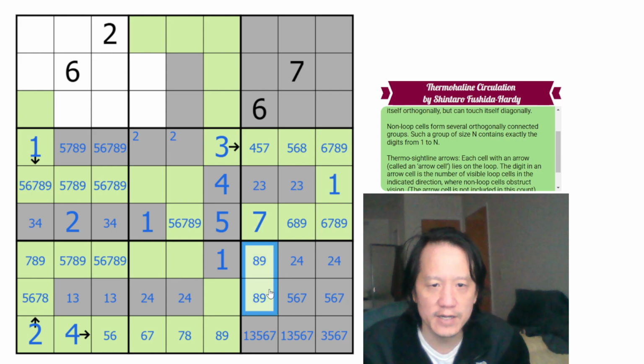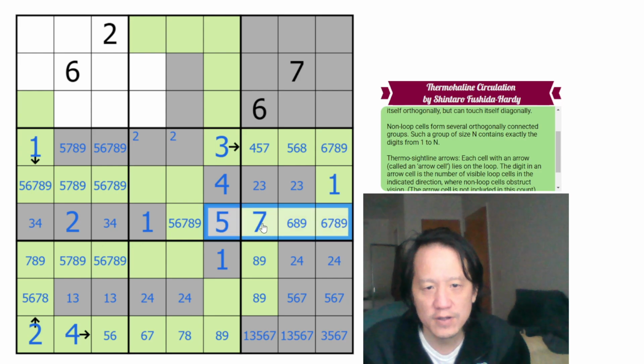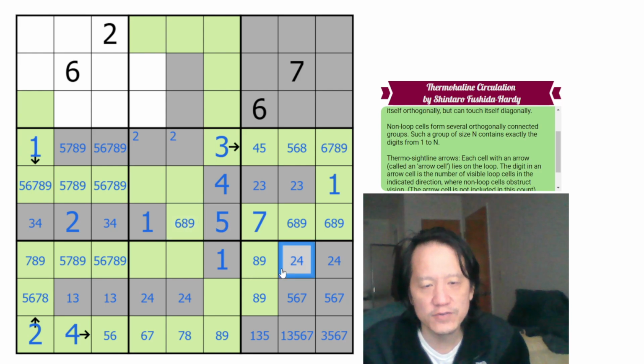Because we have an 8, 9, 8, 9 pair here. So this can't be 8 or 9. Can't be 5. Can't be 6 because of this 6. So therefore, those are the possibilities. So this can't be 6 or 7. This is 1, 3, or 5. This can't be 7. This can't be 5 or 7. So this is 6, 8, or 9. These are 6, 8, or 9.